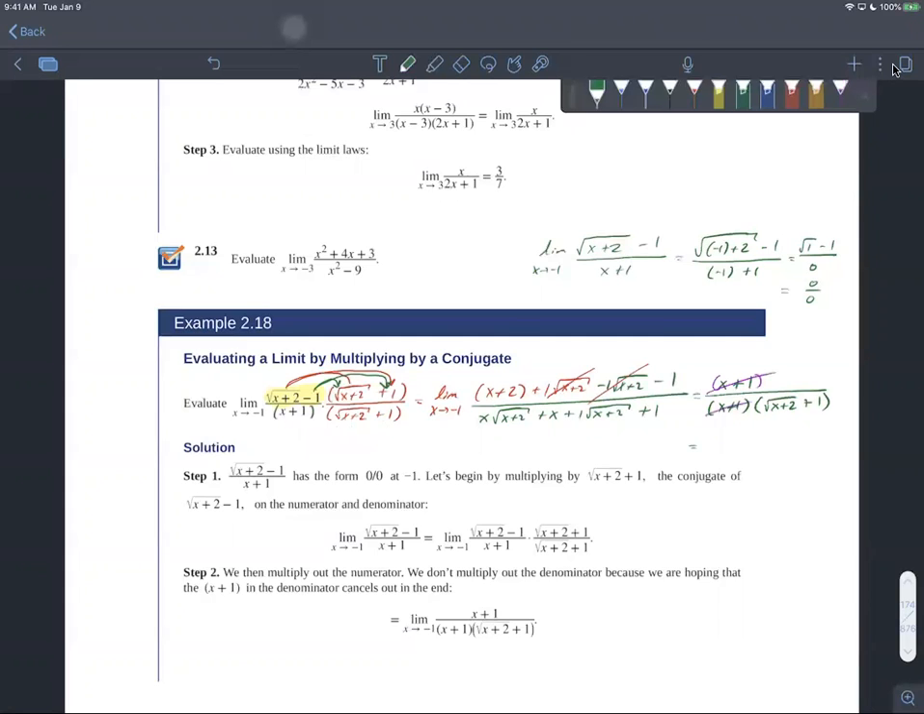And now notice that those x plus 1s canceled, and the x plus 1s were where we were having our issue, because the x plus 1 in the denominator was getting us a 0 when we plugged in x equal to -1. We would end up with 0 over 0 if we tried plugging in -1 without canceling. So we make that cancellation, and now we have 1 over the square root of x plus 2 plus 1. And hopefully now we can do a direct substitution.